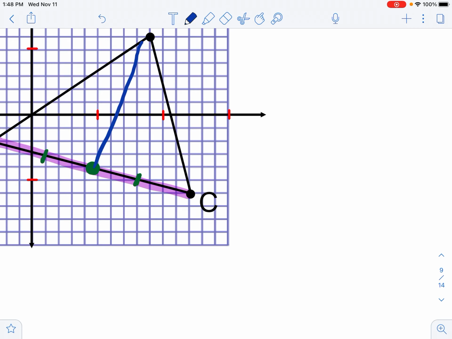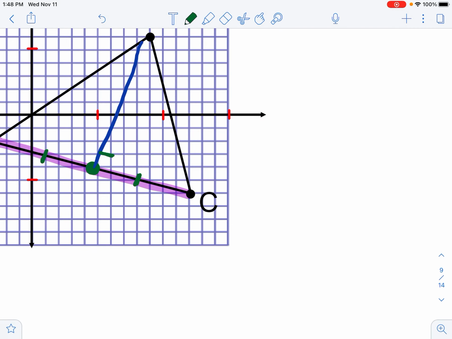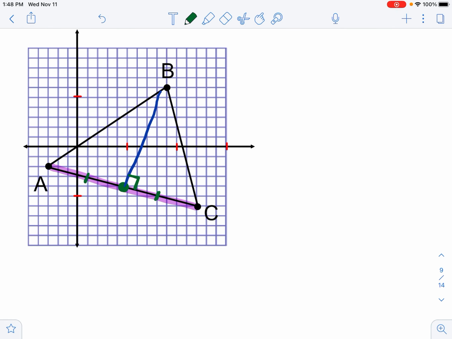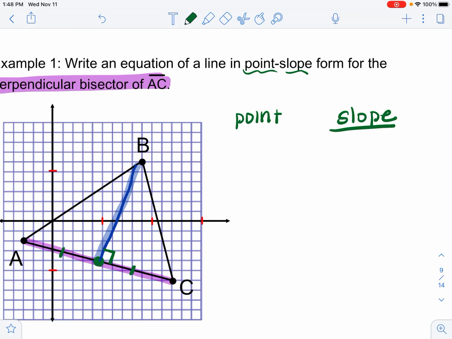There we go. And now I'm going to go back to my green pen right here to show that that's perpendicular. So that blue line is my perpendicular bisector. I want to write an equation of this blue line right here. Now, to write an equation of a line in point-slope form, you need two things. You need a point, and you need the slope of that line. Once you have it, you can write it in point-slope form.